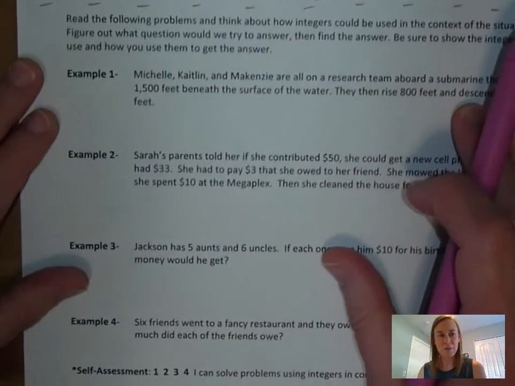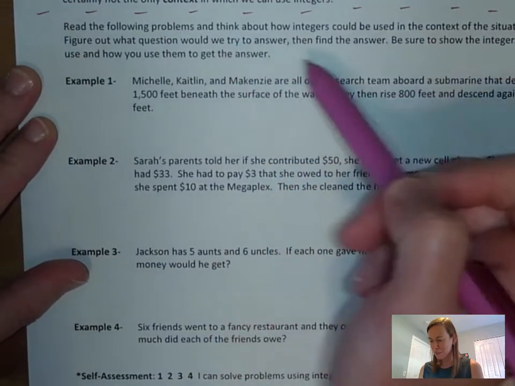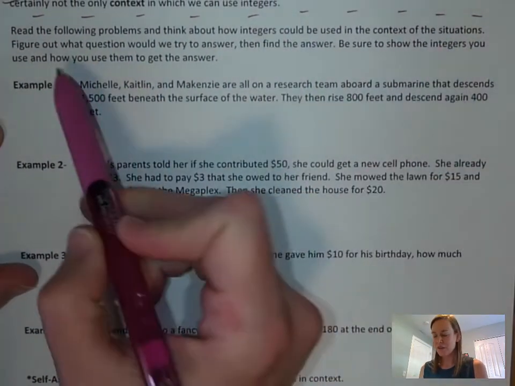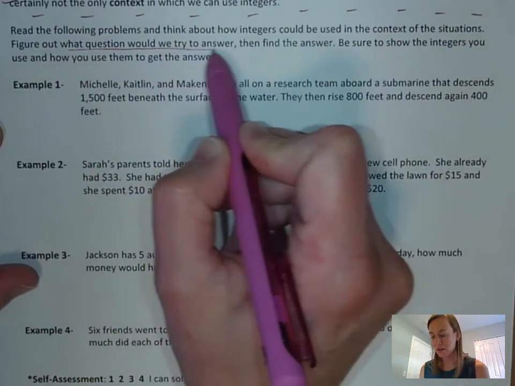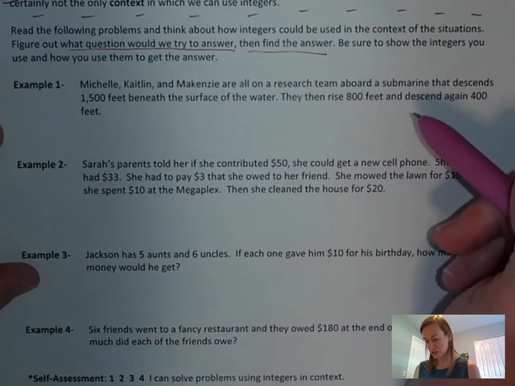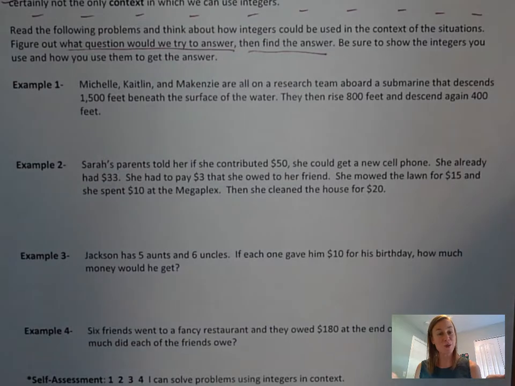So here's where I am, where it says, read the following problems and think about how integers could be used in the context of the situations. Figure out what question we should try to answer. That's a good step 1. Then find the answer. Be sure to show the integers you use and how you use them to get the answer. So we're just going to make sure that we show our work.